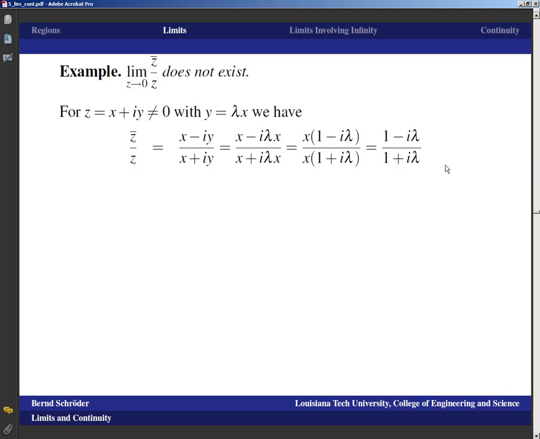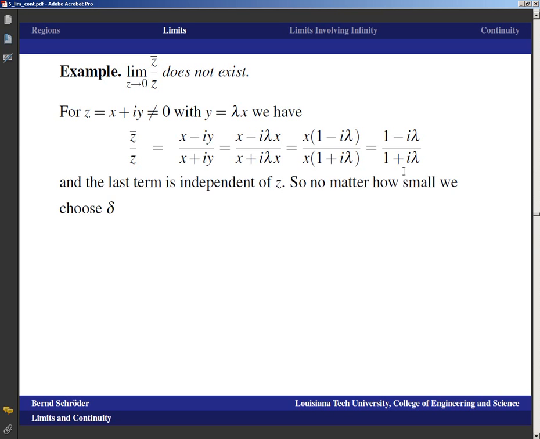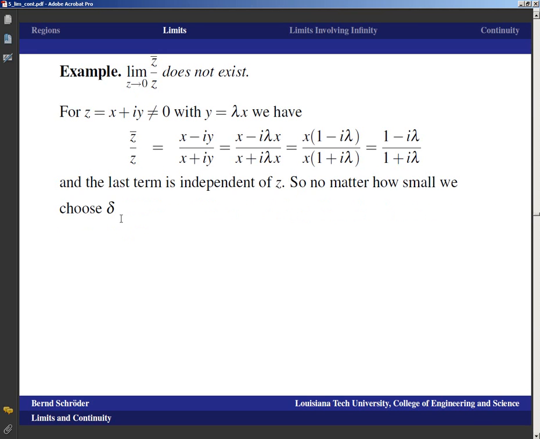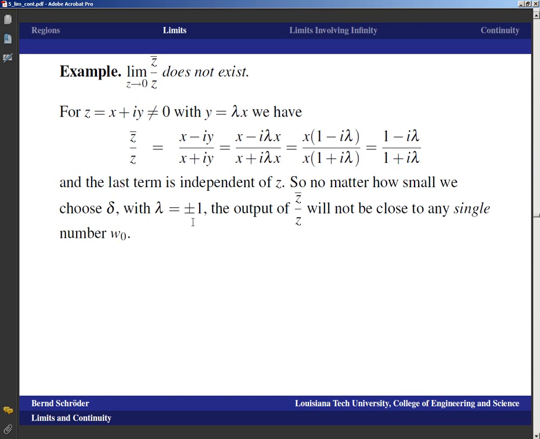Why does that help me show that the limit doesn't exist? Well, the last term here is independent of z. And so no matter how small I choose my delta, so that the absolute value of z is smaller than delta, with lambda equals plus or minus 1, the output will be 1 minus i over 1 plus i for lambda equals 1, and 1 plus i over 1 minus i for lambda equals minus 1.